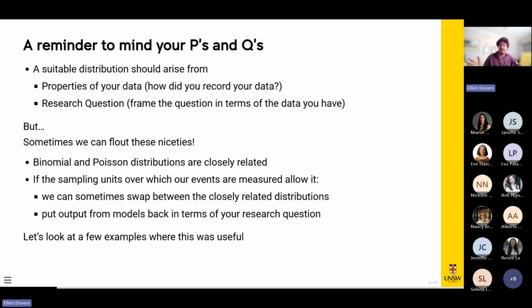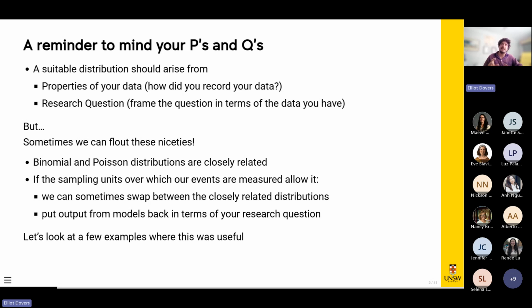I'm going to say sometimes we can flout these niceties. As it turns out, for example, binomial and Poisson distributions are closely related. I hope I got to that at the start with the idea about how you're recording your data. It's really just some kind of abstract idea of an event occurring. We might count the times it happens over a certain time or in a population, or we might just mark it as happened or not. So these ideas are really closely related. And so if the sampling units over which we're measuring our events allow it, we can sometimes be pretty flexible with how we're using these different distributions.